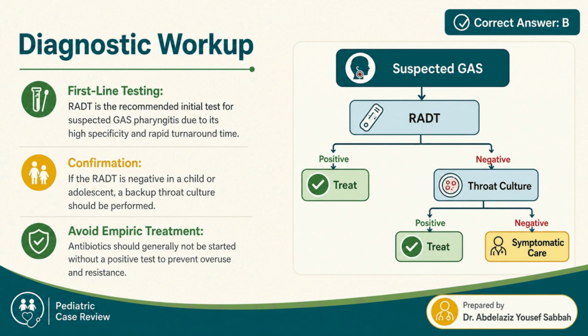In the pediatric setting, an RADT is the preferred initial test because it provides immediate results, allowing for prompt treatment if positive. It's important to remember that if the RADT is negative in a child, a backup throat culture is recommended because RADTs can have lower sensitivity. Empiric treatment without testing is generally discouraged to promote antibiotic stewardship. Next, we'll look at how we assess tonsil size.